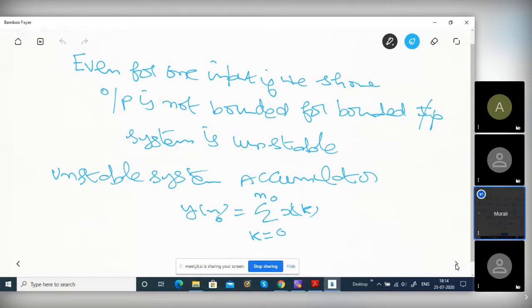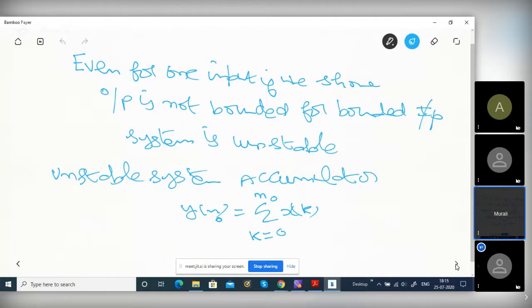Suppose we give an impulse. X of k is an impulse. Will output be bounded? X of k is impulse, that means k equal to 0, it is 1. All other k is 0. So you give input as impulse, what will be the output? At n equal to say 100, what will be the output? What is y of 100?